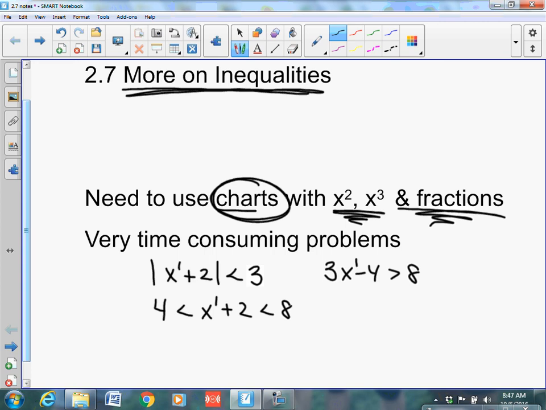Why do we have to use charts now? Because it's going to be degree 2, degree 3, degree 4, and most importantly, fractions.